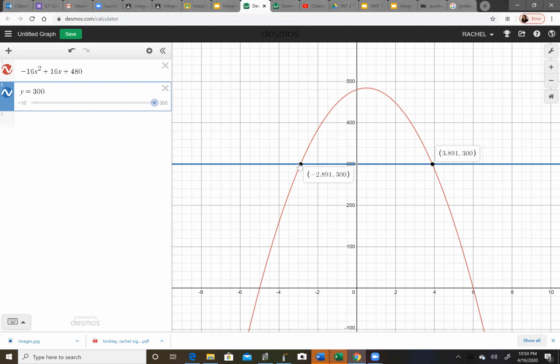Now it also crosses over here at negative 2.891 seconds, but that doesn't mean anything in terms of this equation, right? Because we're not worried about negative time. You cannot go back in time. As much as sometimes you want to go fix something, you cannot go back in time.